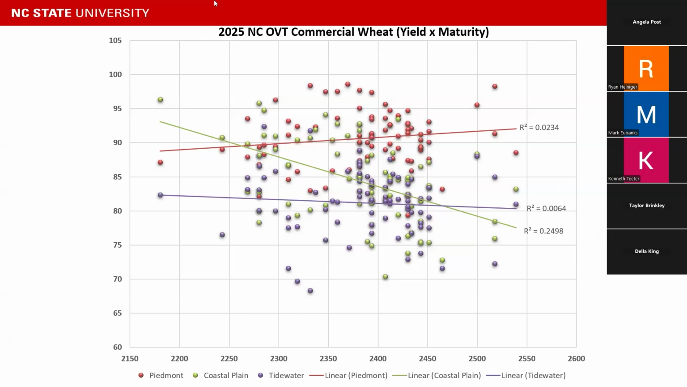So it's good to look at it this way because you can look at the effect of maturity on yield by region, but you can also see what our distribution of maturities was for the test this year. In the past, we've been skewed towards the early side. Here, we're a little bit more evened out within that early, medium to medium late category. So that's what our season looked like for wheat.